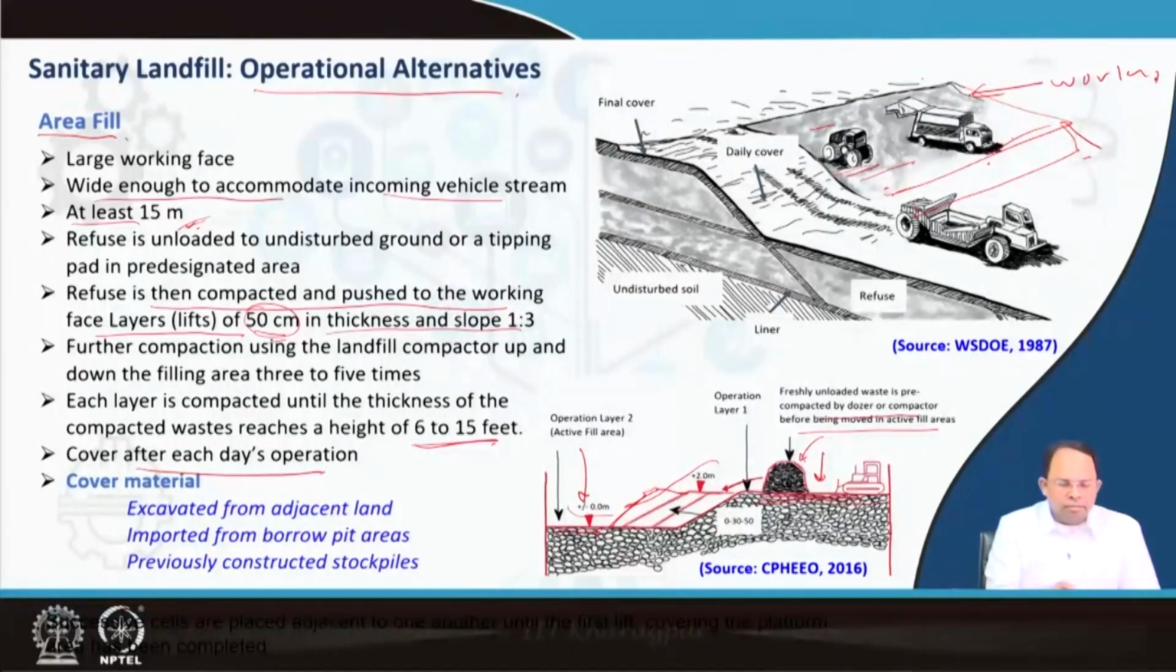And so this cover that is given, once the cell is finished and we complete putting garbage over here, we will put cover over here, right? This cover material can come from adjacent land. That means soil is excavated from the adjacent area and then we can use it. It can be imported from borrow pit areas, where we can dig pits in some other areas and import it from other areas as well. And also it could be from previously constructed stockpiles. So this is where we can get our cover material.